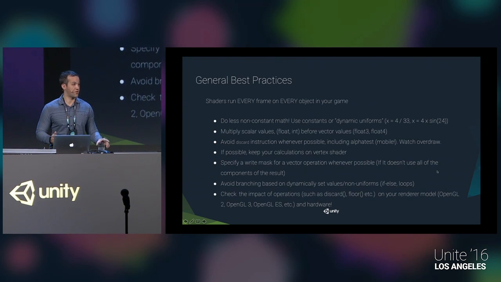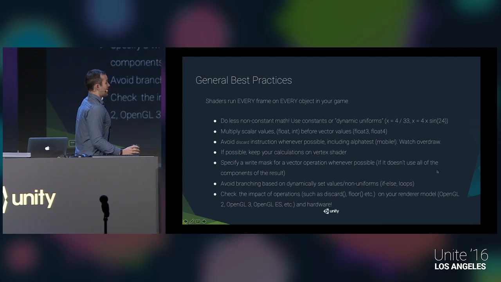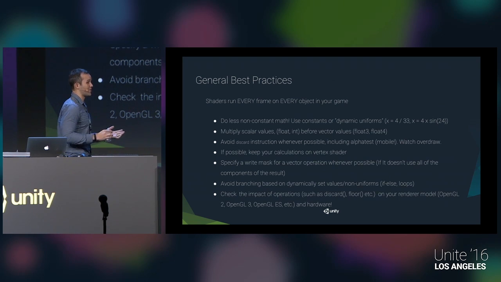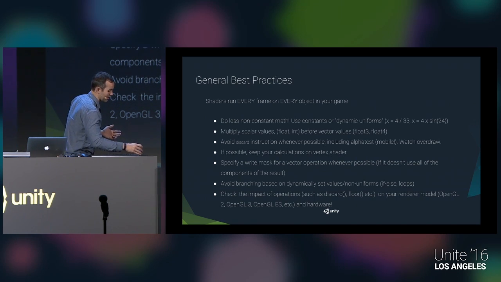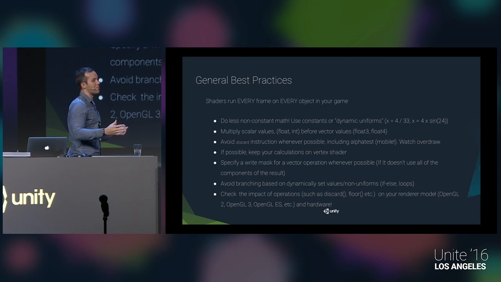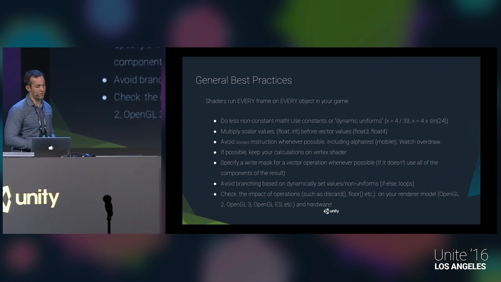If possible, keep your calculations in a vertex shader. If you're doing something like a time-based function to maybe transpose texture coordinates for some sort of texture animation, do that in the vertex shader. You don't have to do it in the pixel shader. You can save a ton of time. You're only doing that calculation, let's say, 4 times for a quad versus however many hundreds or thousands of times would be necessary if that was in the pixel shader for every pixel.